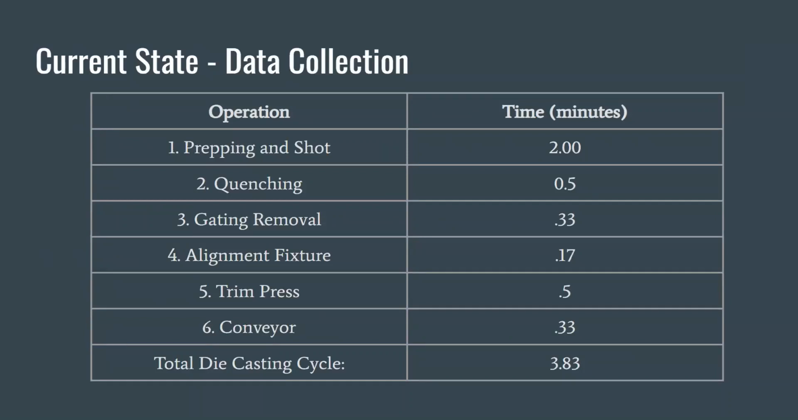Here you can see the cycle times for the automated die casting portion of the process broken up into its main operations. As you can see here, the longest cycle time is the prepping and the shot of the die casting process, which actually runs simultaneously with the other operations listed.